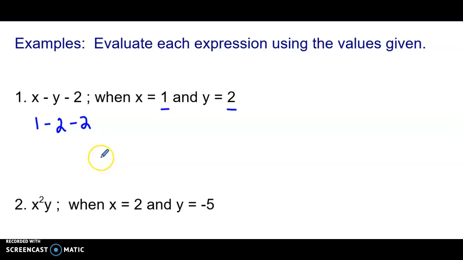So from here, we can just go ahead and simplify. 1 minus 2 is negative 1. I'm going to bring my minus 2 down because now we need to simplify that. So now we have negative 1 minus 2, which equals negative 3. Okay, so this expression with the variables simplifies to negative 3.